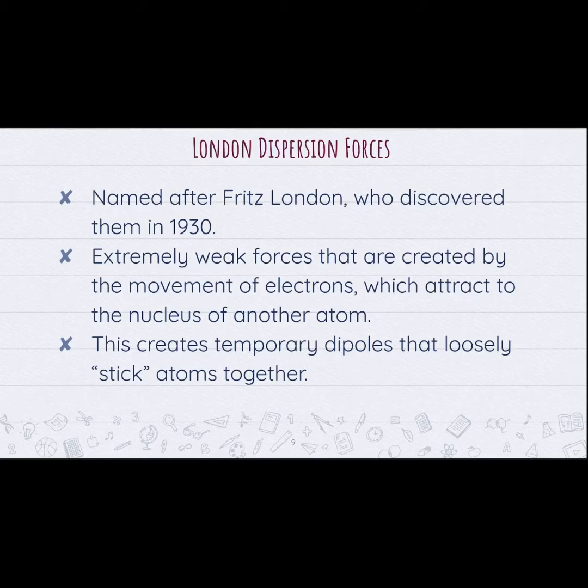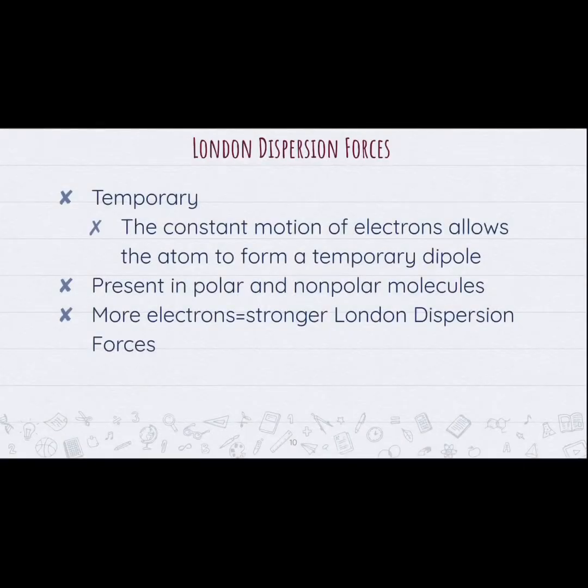London dispersion forces were named after Fritz London, who discovered them in 1930. This is your weakest force. They're created by the movement of electrons. So electrons are negative. That's going to attract to the nucleus of another atom. That force between those is a London dispersion force. It creates a temporary dipole that loosely sticks atoms together. So it's pretty weak. It's easy to break those back up.